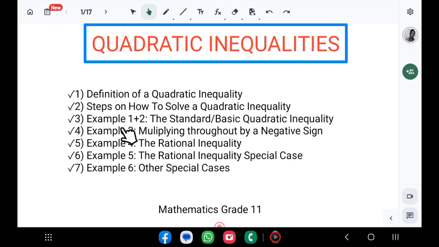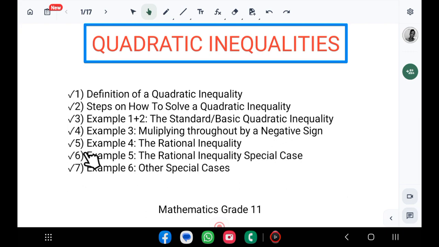Number three, we're going to look at the first two examples, which are example 1 and 2, that will show you how you solve a quadratic inequality that is basic or standard. Like, this is the simplest you can find. No complications here, as easy as it comes. Number four, we're going to look at example 3, which will show you how you deal with an inequality that requires you to multiply out by a negative sign throughout, and how that changes the solution in the end.